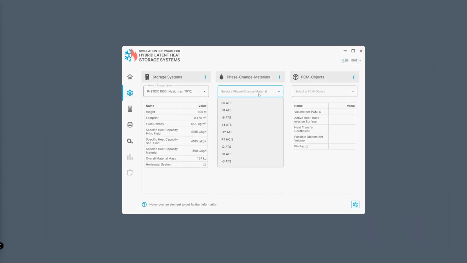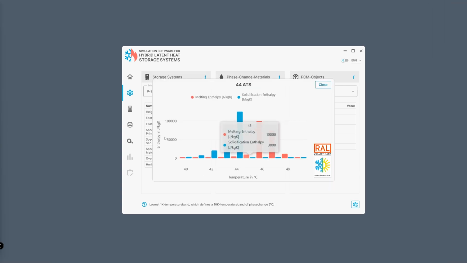Then we choose our PCM, in this case ATS44, and according to the RAL quality mark, we see here the enthalpy distribution through the area of phase change.